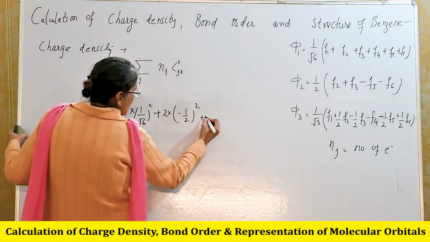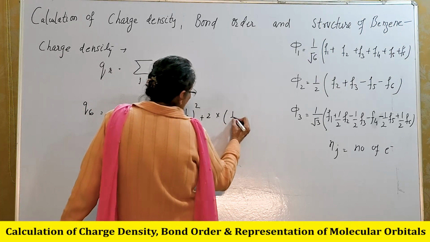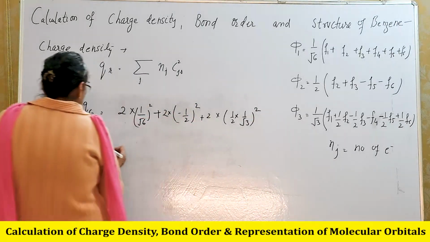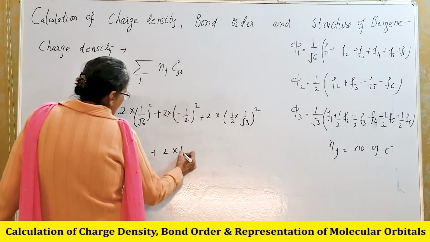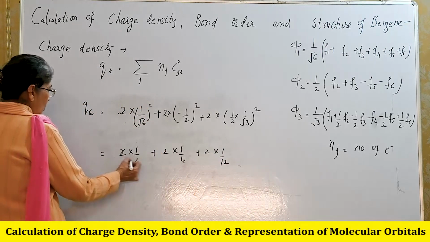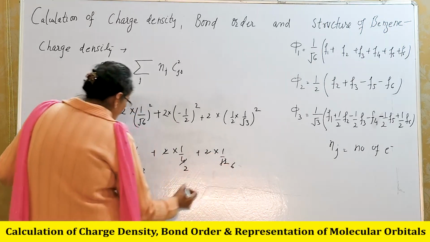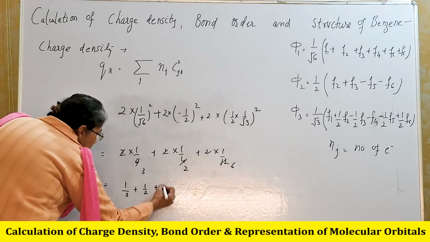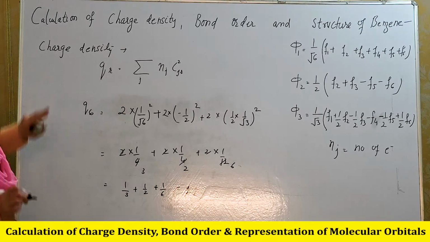Then plus 2 into (1 by 2 into 1 by root 3) whole square. So it is 2 into 1 by 6, plus 2 into 1 by 4, plus 2 into 1 by 12. Therefore we get 1 by 3 plus 1 by 2 plus 1 by 6 is equal to 1. So this is all about charge density.